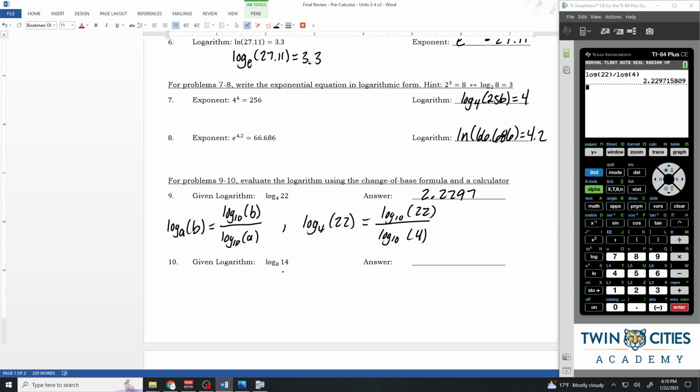Number 10, log base 8 of 14. I can't do log base 8 in my calculator, so I say log base 8 of 14 is the same as log base 10 of 14 over log base 10 of my old base, which is 8. Now I can go to my calculator and go log 14 over log 8. This is 1.2691.